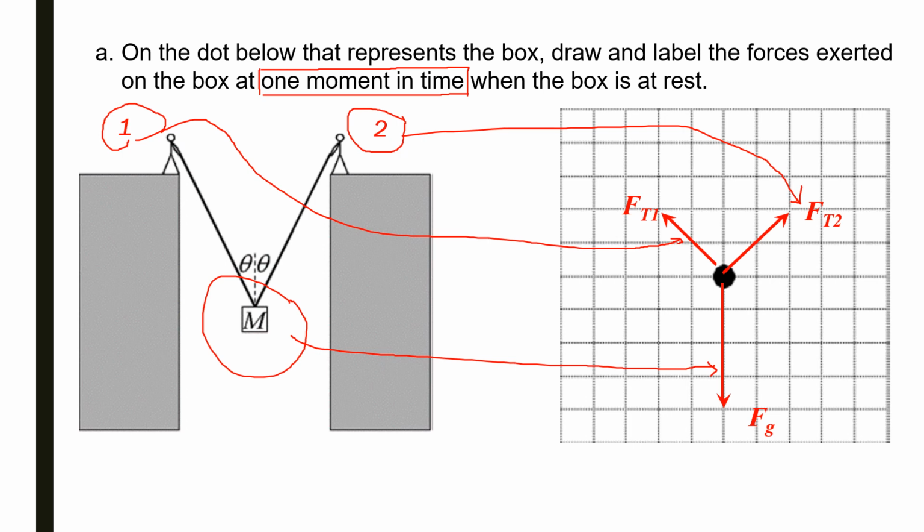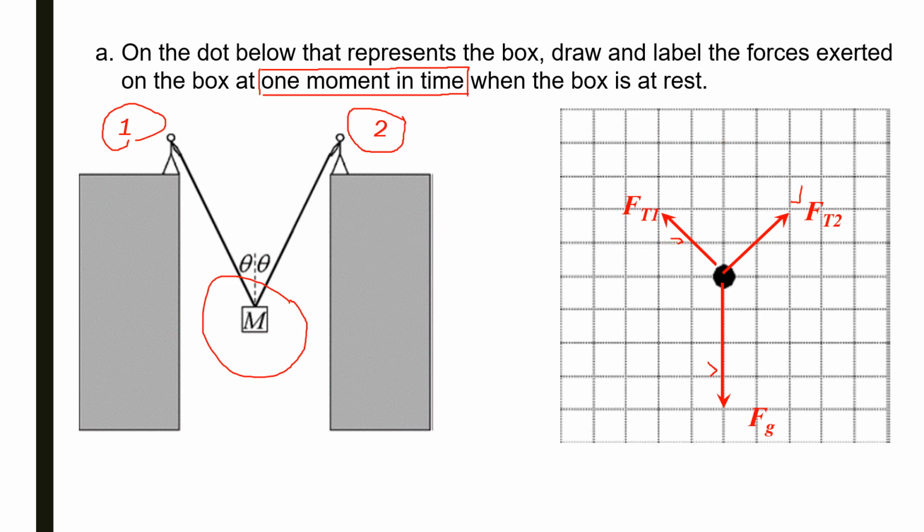It seems like the diagram doesn't have any other force, so this is your final answer. There are three forces acting on the box: the first is tension that is upward, the second force going upward is tension number 2, and then the force of gravity that is towards the center of gravity, or downward.